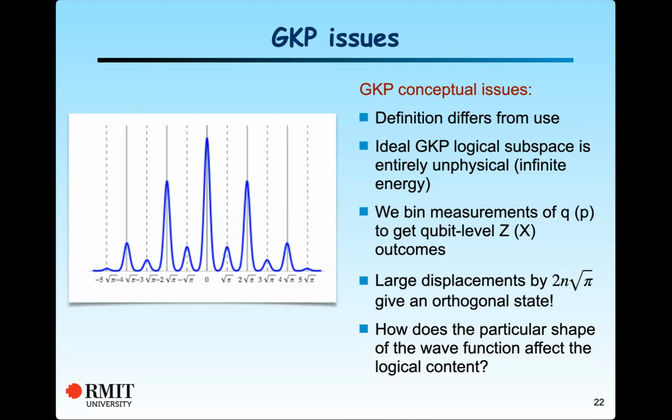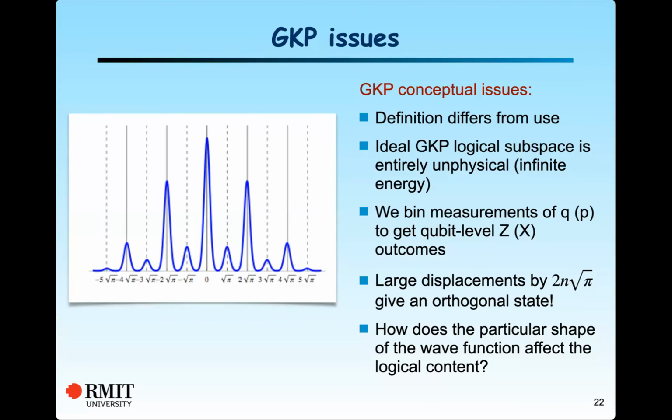We bin these measurements of Q or P to get qubit-level Z or X outcomes, and more conceptually problematically, large displacements by a stabilizer create an orthogonal state. So you have an operation that should do nothing to your logical information, and yet it creates an orthogonal state to the one that you started with. What is going on?